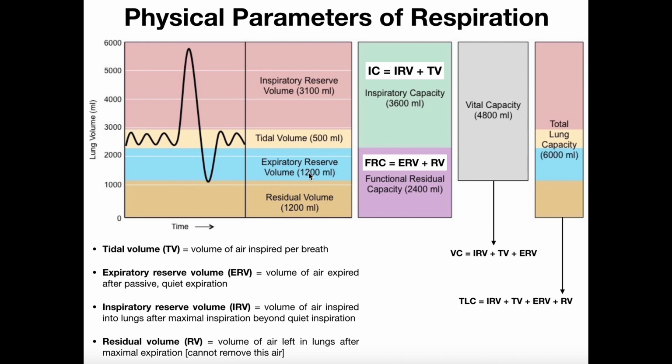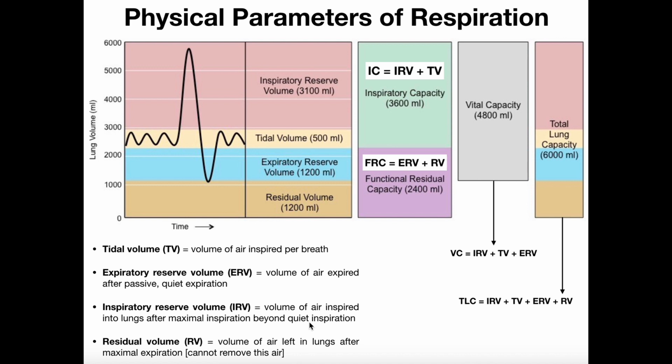Now, the inspiratory reserve volume, or IRV, is kind of the same thing except it's for inspiration. Imagine you are breathing in, out, and then during the last inhalation of quiet breathing, you inhale maximally, as much as you could possibly inhale. So you're just quietly breathing and take the maximal breath in. That is the inspiratory reserve volume. By definition, it's the volume of air inspired into the lungs after a maximal inspiration beyond quiet inspiration.